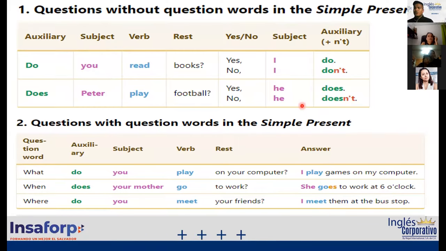But there's another way to make questions. We can also use the WH questions. Guys, do you know which are the WH questions? Any of you knows which are the WH questions? What, who, where, when, why. Very good. How, it is also a WH question, even though it starts with the letter H, but it's still there.